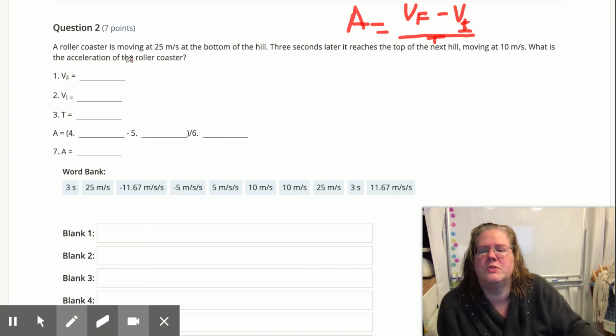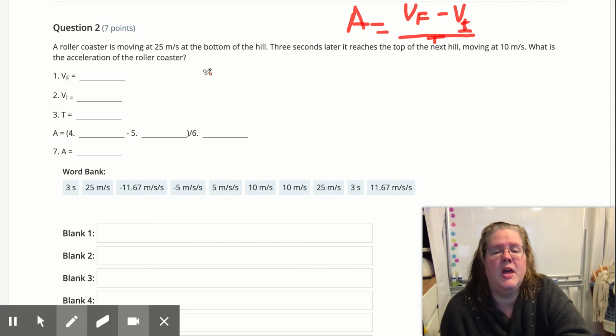A roller coaster is moving at 25 meters per second at the bottom of the hill. 3 seconds later, it reaches the top of the next hill, moving at 10 meters per second. What is the acceleration of the roller coaster?